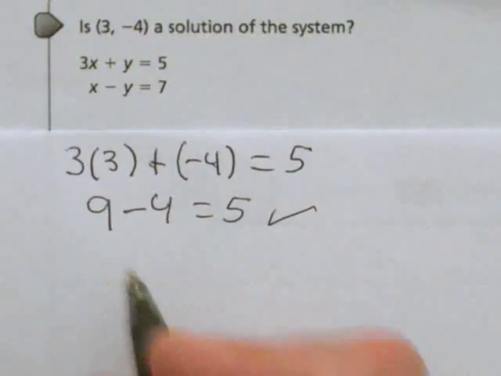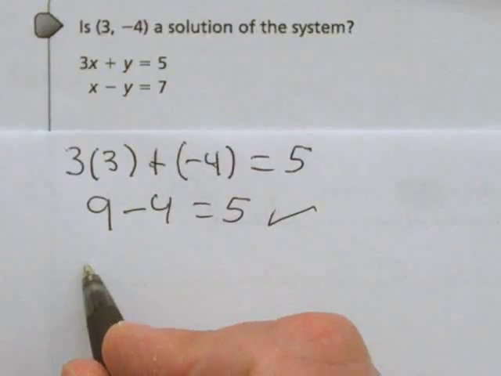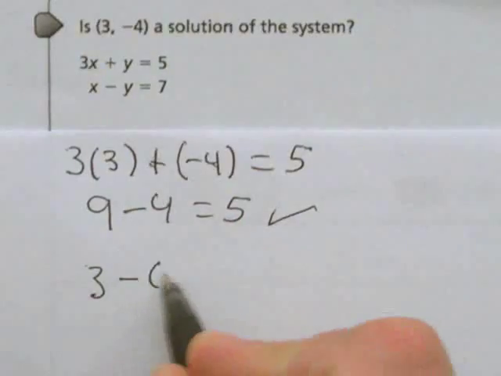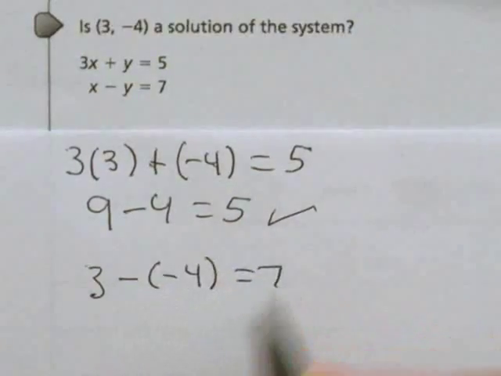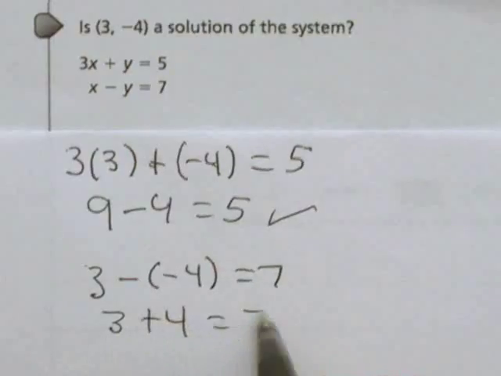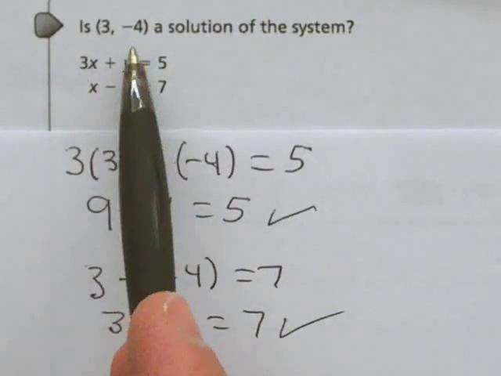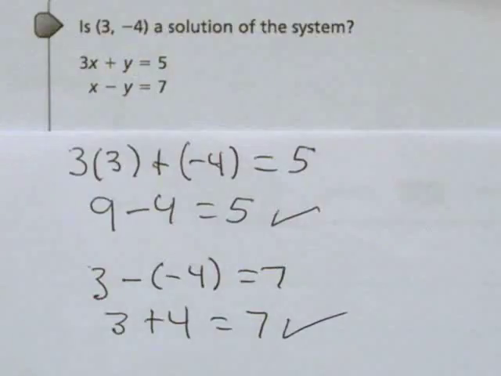And how about for our second one? We have the equation x minus y equals 7. Is it true that 3 minus negative 4 equals 7? And of course, this becomes 3 plus 4, which equals 7. And we can see that this is, in fact, a solution as well. So we have solved both of these equations, given this as a solution to the system, and the answer is yes, 3, negative 4 is a solution to the system of equations 3x plus y equals 5, x minus y equals 7. Alrighty.